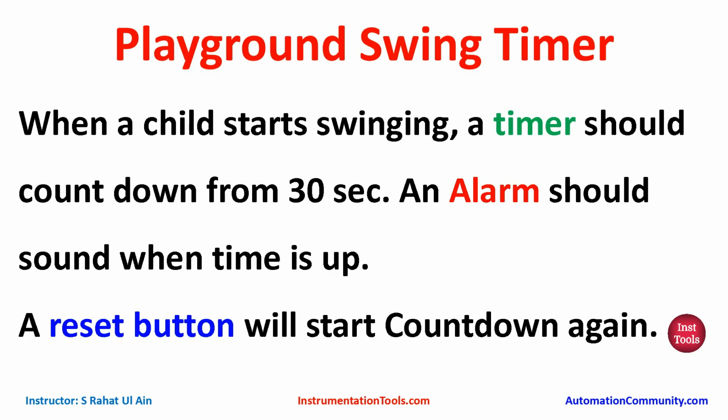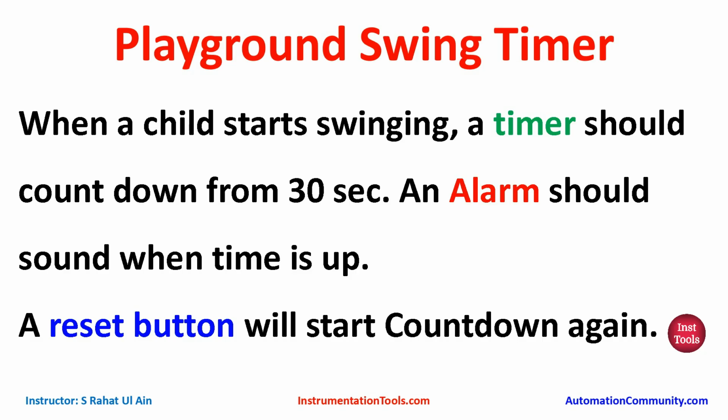That means when we turn on the start button, and then the alarm will turn on after 30 seconds. So that means the child will swing for 30 seconds, and after 30 seconds an alarm should get on. Then to start the new round, the reset button is used. So when reset button is used, the alarm will again turn on after 30 seconds, allowing the child to swing for 30 seconds. So for this example, we will use normally open contact and normally closed contact.